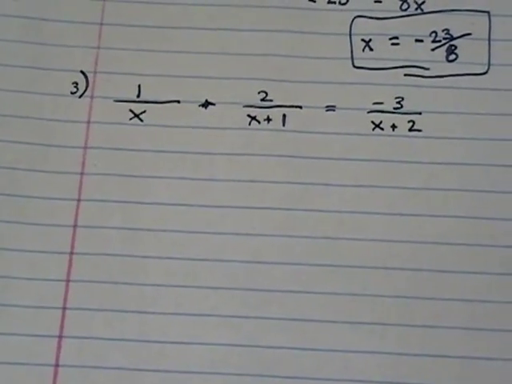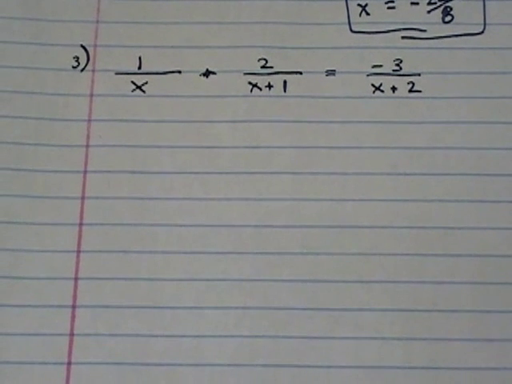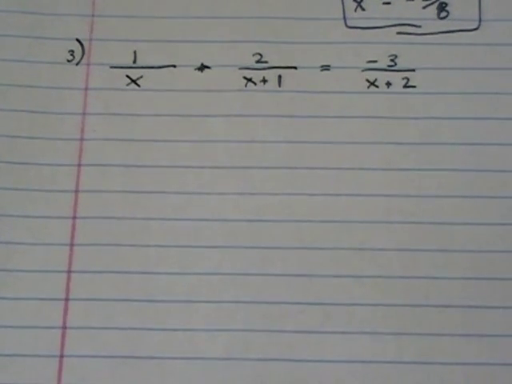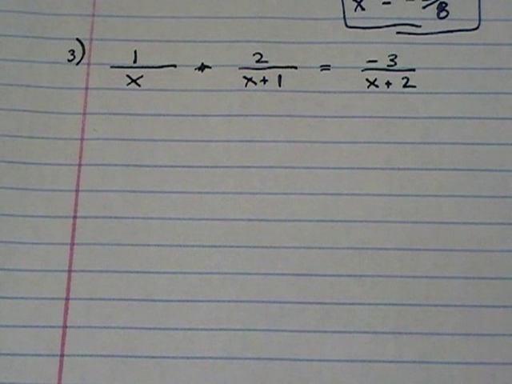Anyway, how about number 3? So number 3 says 1 over x plus 2 over x plus 1 equals negative 3 over x plus 2.